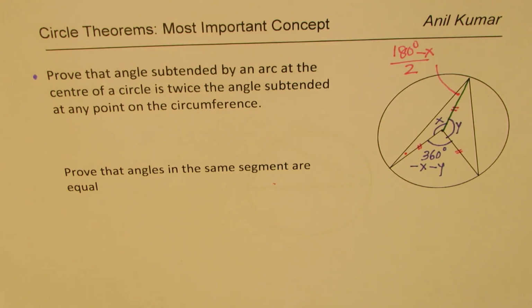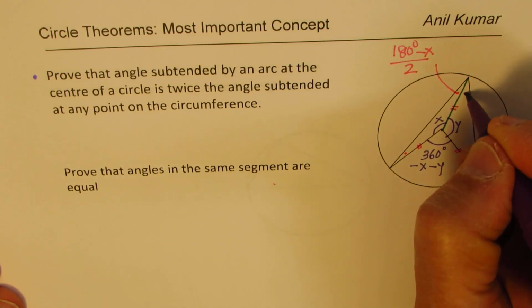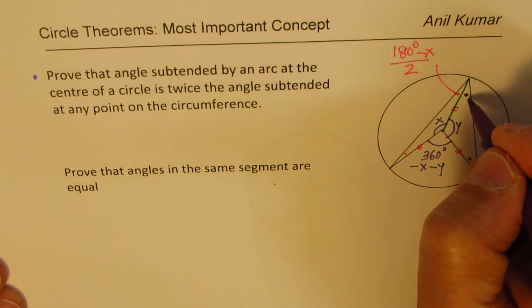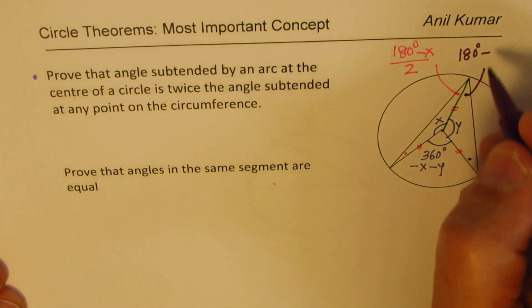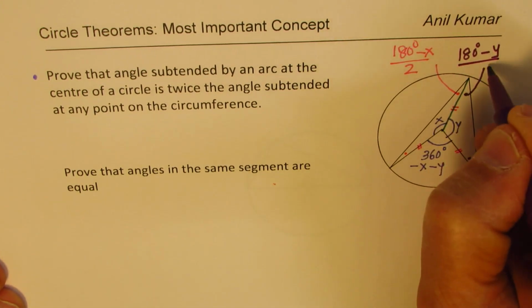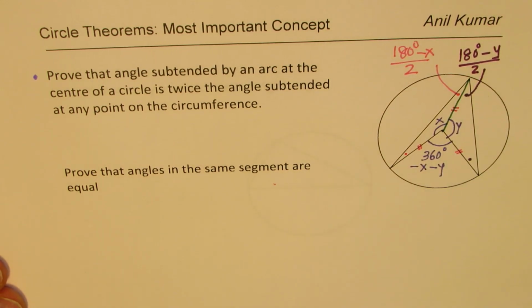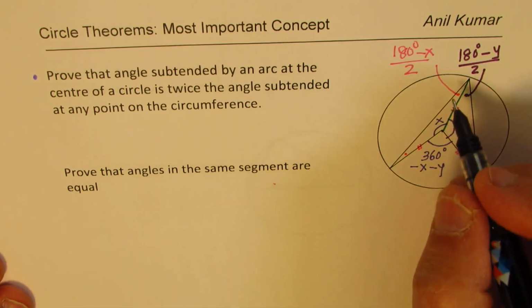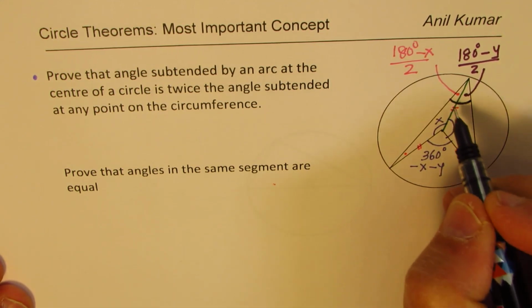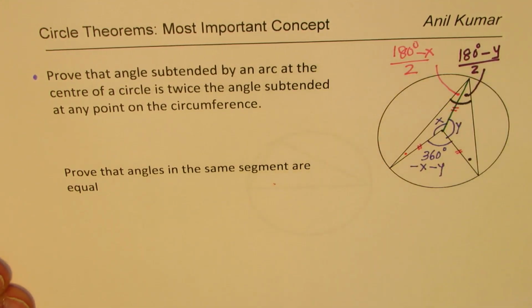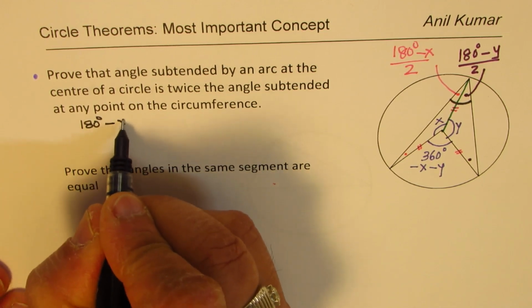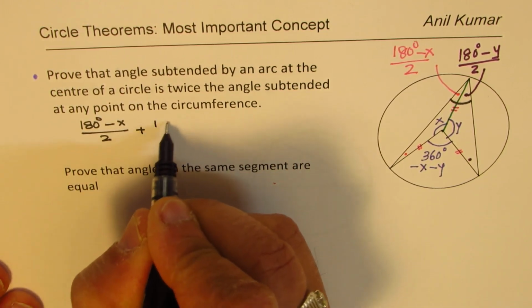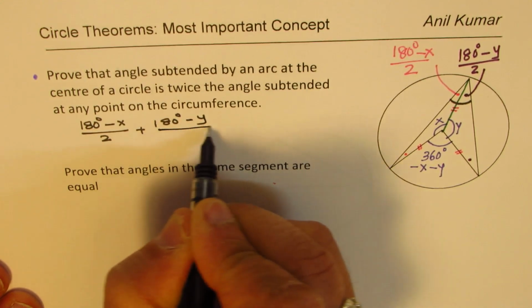Right? How about the other angle? Well, these two angles are also equal. And these two angles are 180 degrees minus this y divided by 2. Now, we are actually talking about what? We are talking about the complete angle at the circumference. How much should that be? Well, that should be the sum of these two. So let me add them up. So we have 180 degrees minus x divided by 2 plus 180 degrees minus y divided by 2.